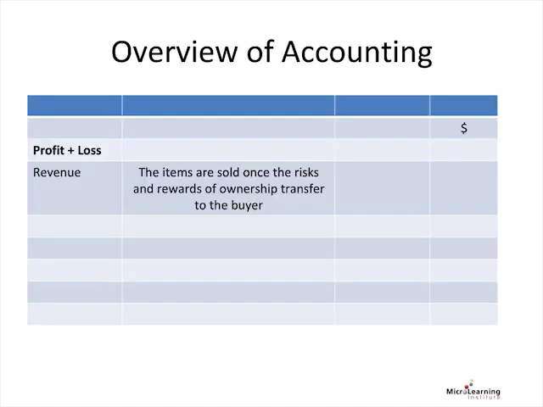Firstly, let's look at the P&L. The items are deemed sold once the risks and rewards of ownership transfer to the buyer. When the risks are deemed to be transferred to the buyer, revenue is measured at the fair value of goods sold. In this case, the fair value of the goods sold is calculated from the quantity of goods multiplied by the selling price. Hence, the revenue is $8,000.